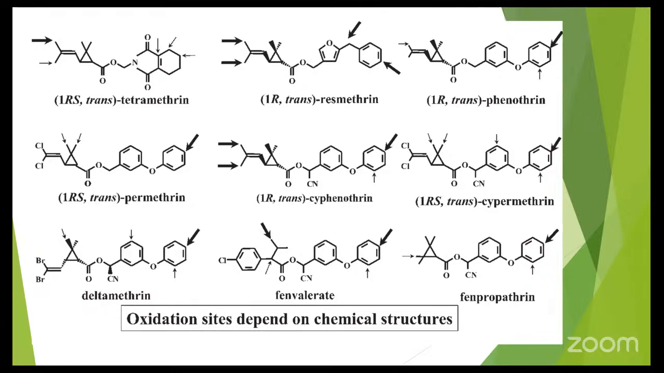So here you see trans-tetramethrin, trans-bioresmethrin. These are all the trans forms, and deltamethrin, fenvalerate, and fenpropathrin were attacked at their particular sites, which indicates the oxidation sites depending on their chemical structure. So whatever arrows that you see, those are the oxidation sites.